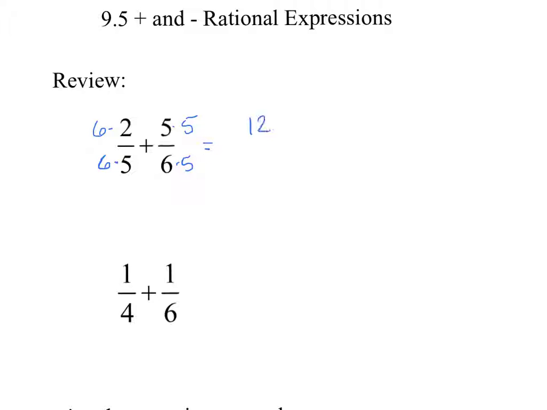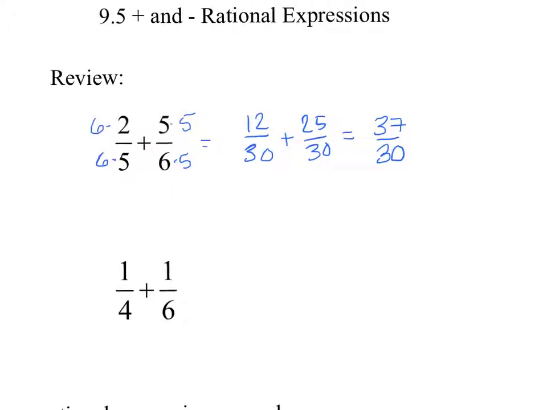And now that I have 12 over 30 plus 25 over 30, now I can say, you know what, because the denominators are the same, I can just go ahead and add the top. So I've got 12 plus 25 is 37 over 30.